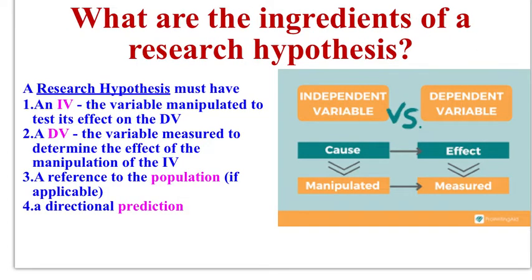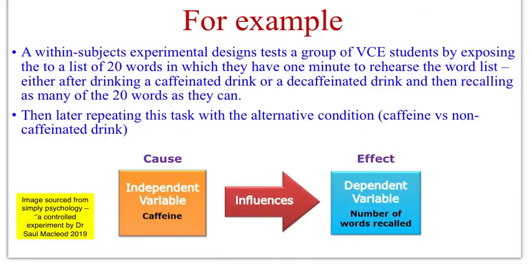Keep in mind, the research hypothesis does not include the controlled variables. It does include an IV, the variable we manipulate, to see how that will affect the DV, the variable we'll measure. We'll make a directional prediction in terms of what we think will happen in terms of the manipulation of the IV and its effect on the DV. And we'll specify the population if that's relevant. So if our study is on VCE students, then we'll start off our hypothesis by saying it is hypothesised that VCE students, blah, blah, blah.